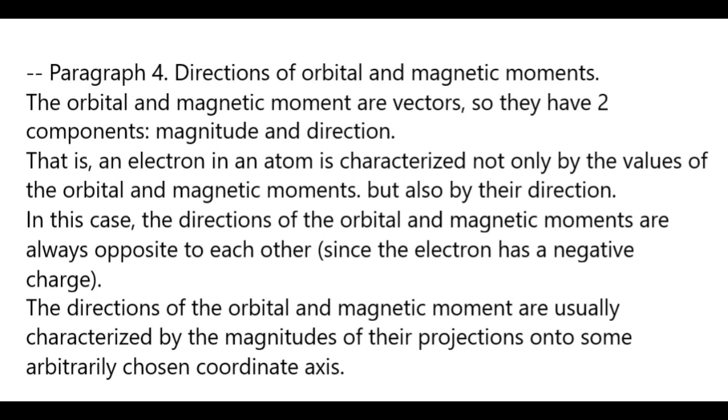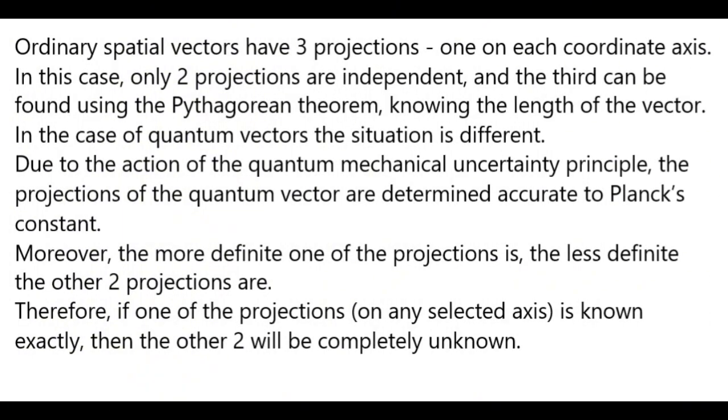The directions of the orbital and magnetic moment are usually characterized by the magnitudes of their projections onto some arbitrarily chosen coordinate axis. Ordinary spatial vectors have 3 projections, 1 on each coordinate axis. In this case, only 2 projections are independent and the third can be found using the Pythagorean theorem, knowing the length of the vector. In the case of quantum vectors, the situation is different. Due to the action of the quantum mechanical uncertainty principle, the projections of the quantum vector are determined accurate to Planck's constant. Moreover, the more definite one of the projections is, the less definite the other 2 projections are.